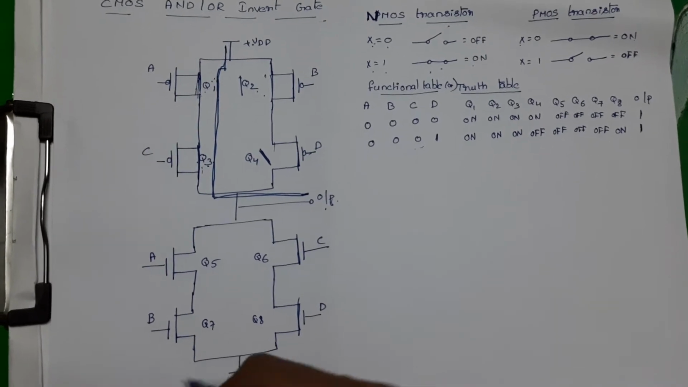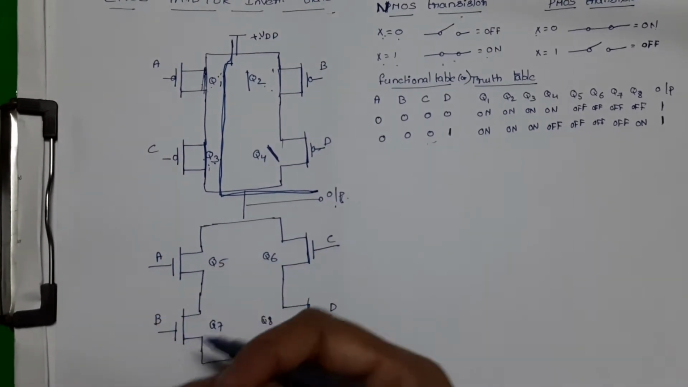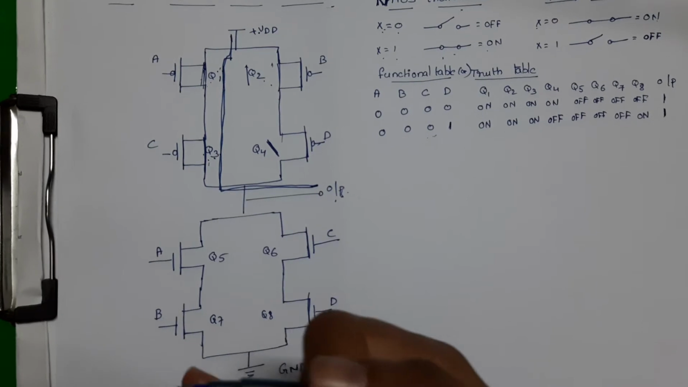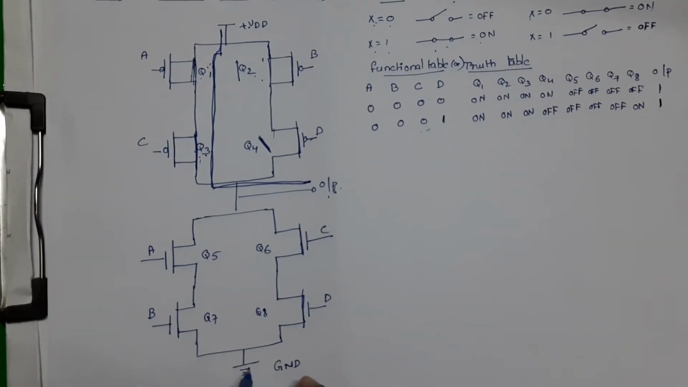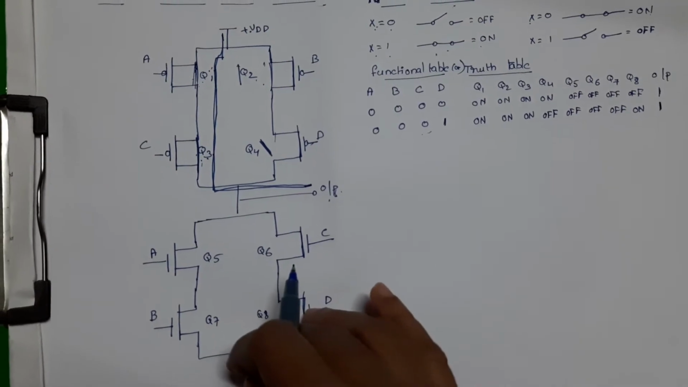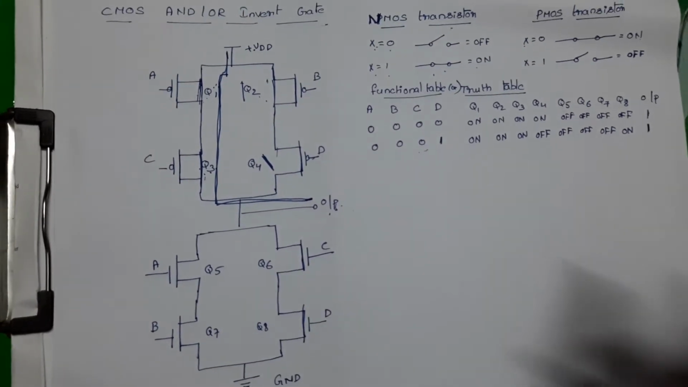So there is no need to consider the pull down network. Whatever the conditions of the pull down network transistors, all the voltage that goes to ground only. So for that purpose we need not consider the pull down network while performing the functional table.